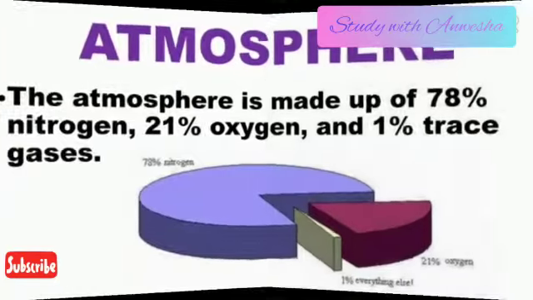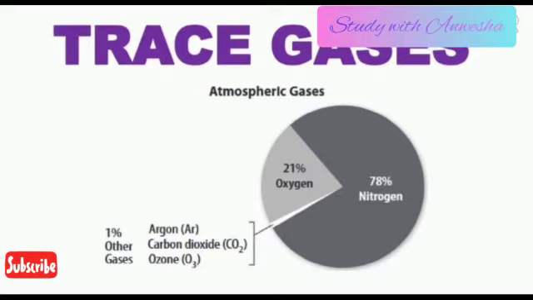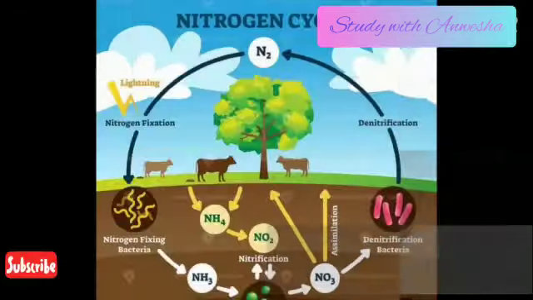Composition of air. Air is a mixture of gases. It mainly consists of nitrogen 78%, oxygen 21%, and other components such as carbon dioxide and other gases 1%. Air also contains small quantities of water vapor, dust and smoke.